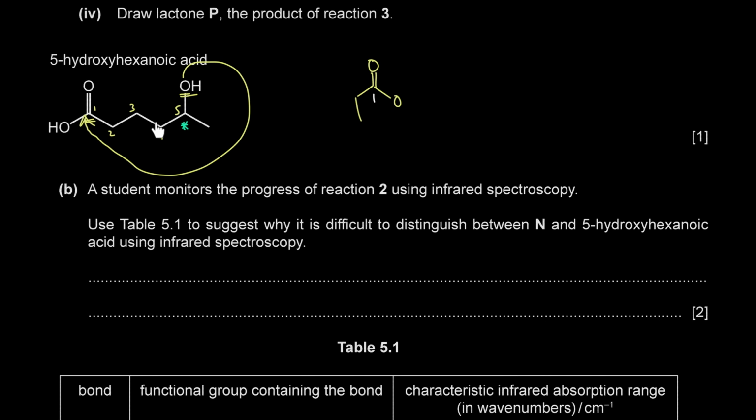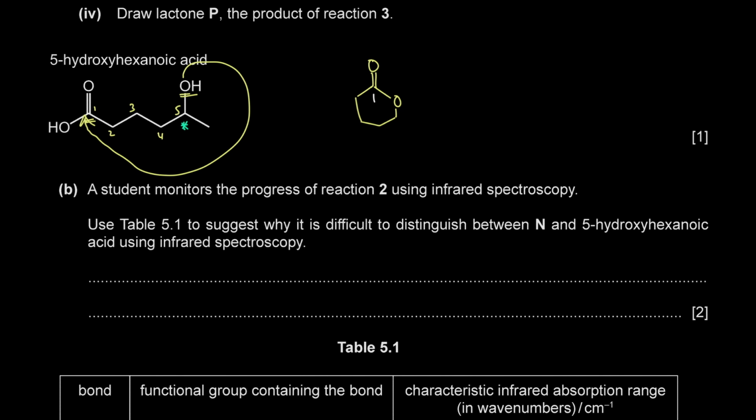Carbon 2 is bonded to carbon 3. Carbon 3 is bonded to carbon 4, and then carbon 4 is bonded to carbon 5. Okay, and then carbon 5 is bonded to the oxygen.